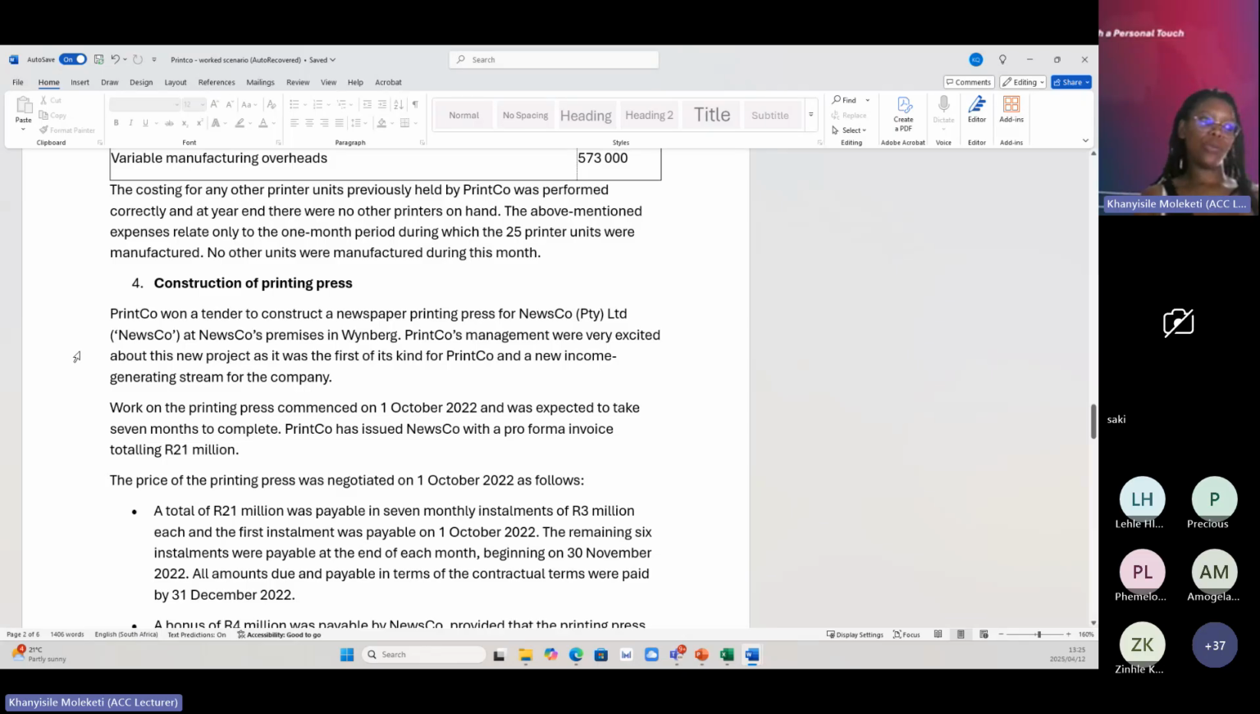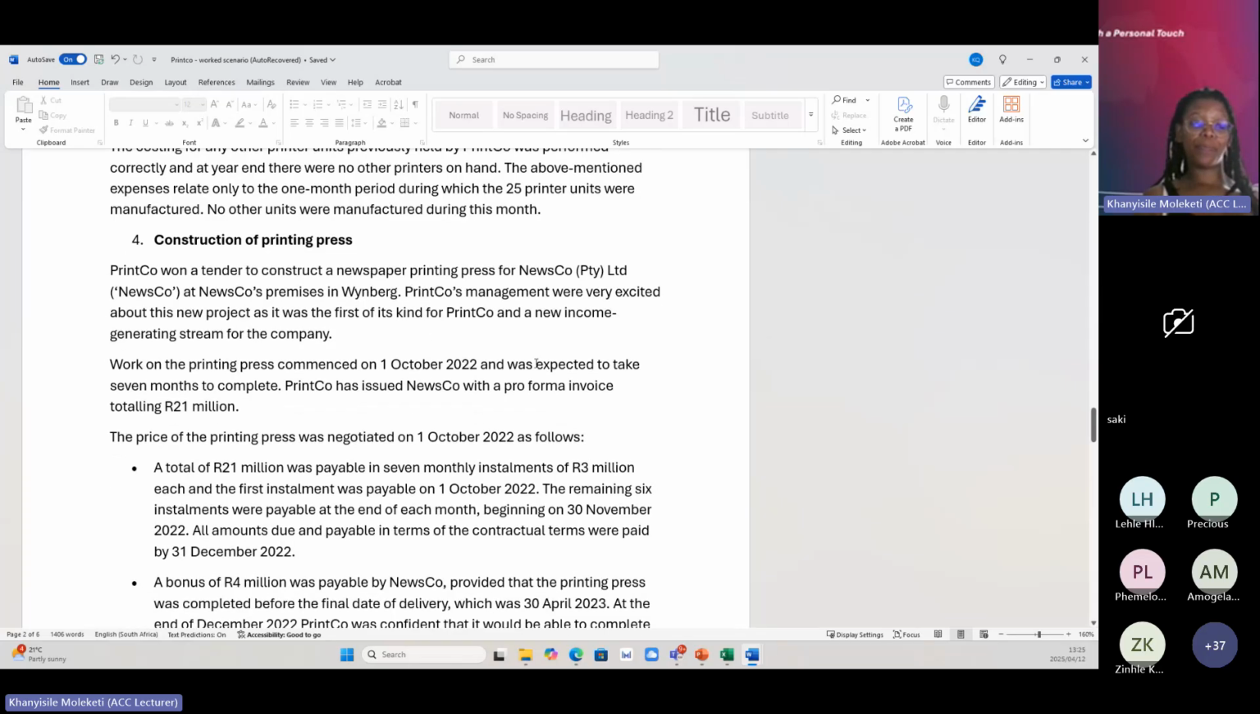Okay, so management is very excited, as it was the first of its kind for PrintCo. First of its kind indicates that we probably do not have enough information to make a reasonable estimate at PrintCo, because we don't know this. So if they want us to complete this in a specific amount of time, we actually don't know. So we probably have to constrain any potential bonus payments because we don't have enough information.